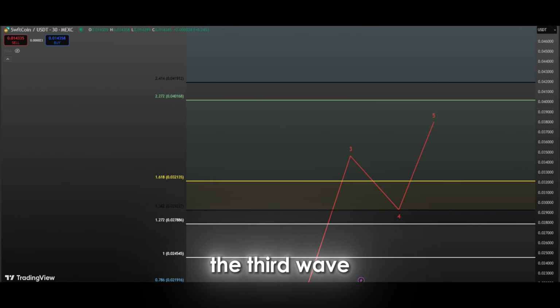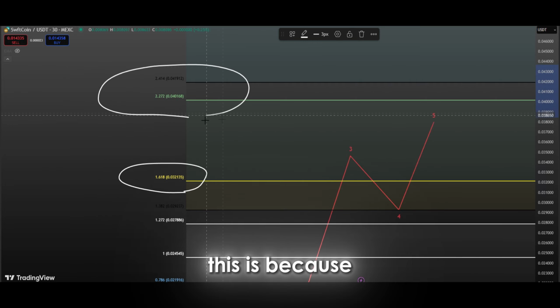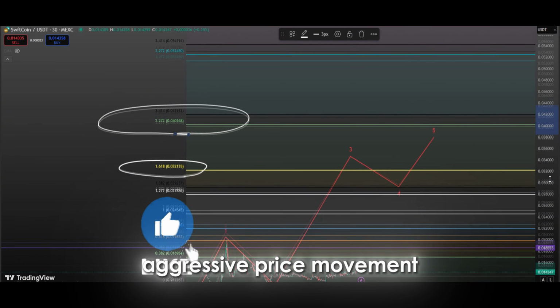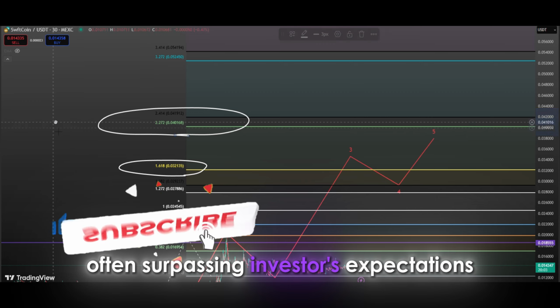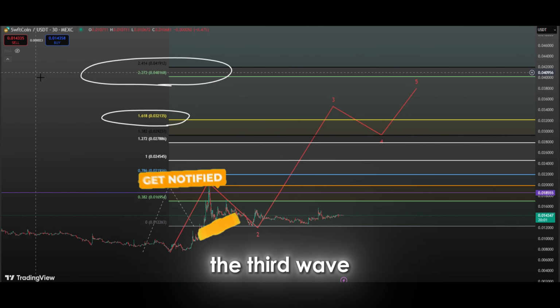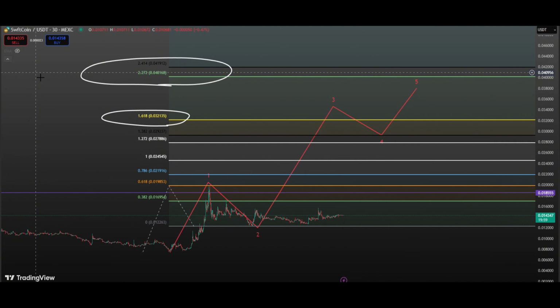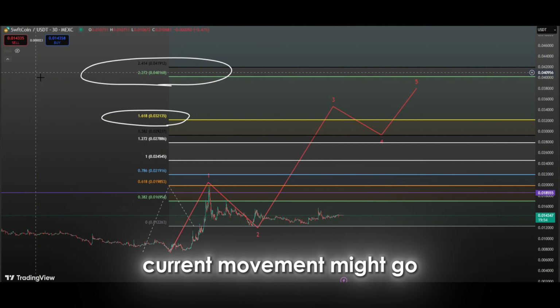The transition to the third wave is considered one of the most critical and exciting stages in Elliott theory. This is because the third wave is typically the strongest, longest, and most aggressive price movement. At this stage, prices gain significant momentum, often surpassing investors' expectations. If the analysis is correct, the third wave should reach at least the 1.618 Fibonacci extension level. This level is calculated based on the distance between the low of the second wave and the high of the first wave, and is used to estimate how far the current movement might go.